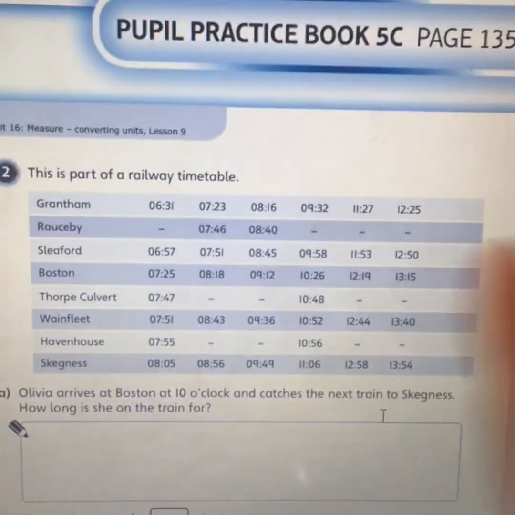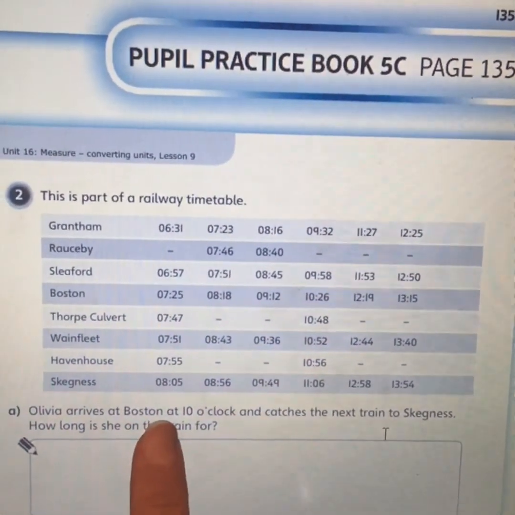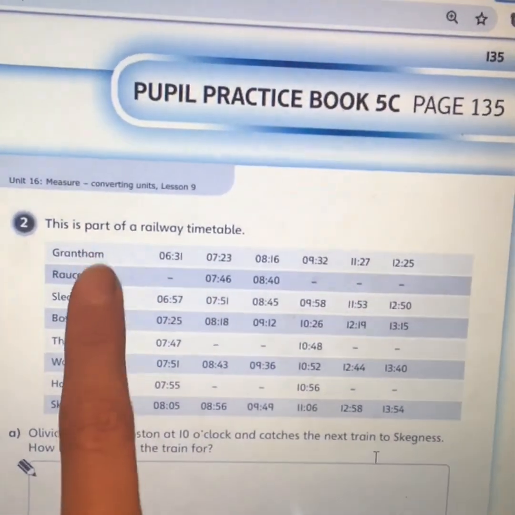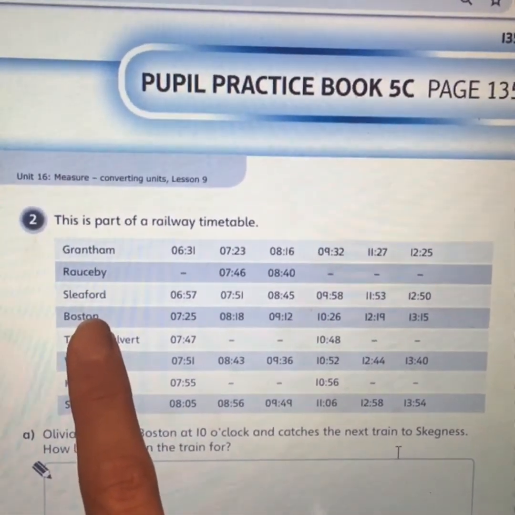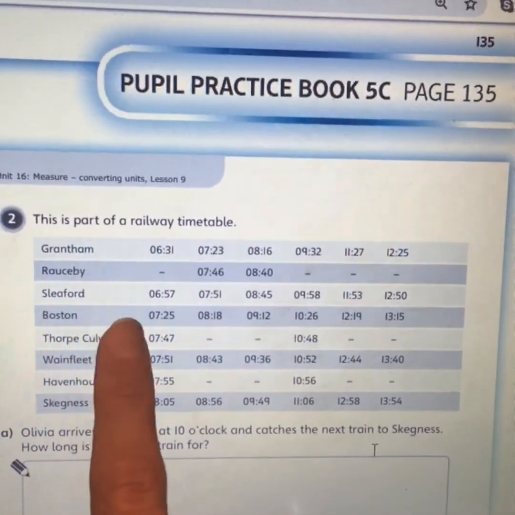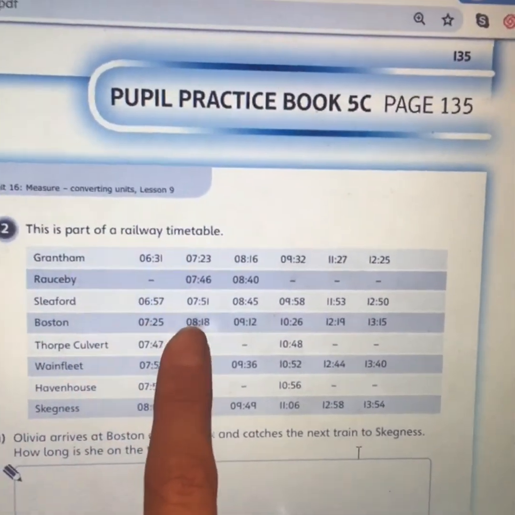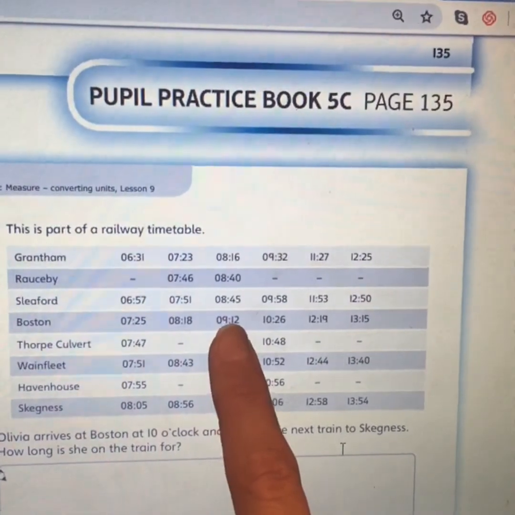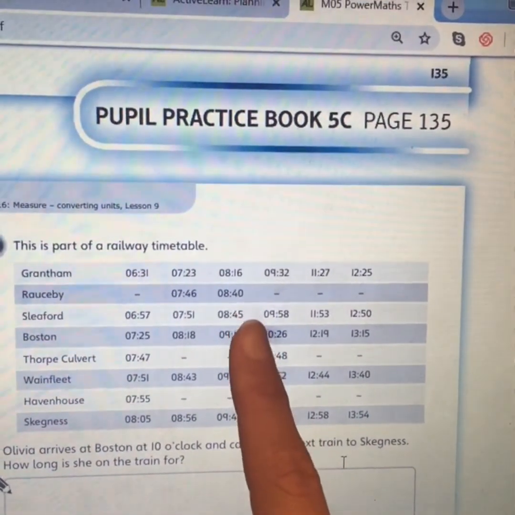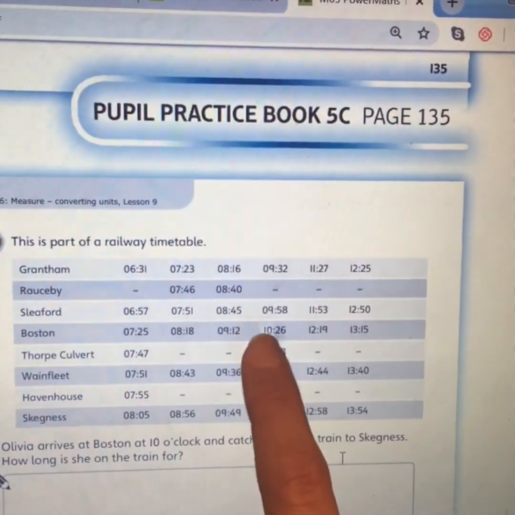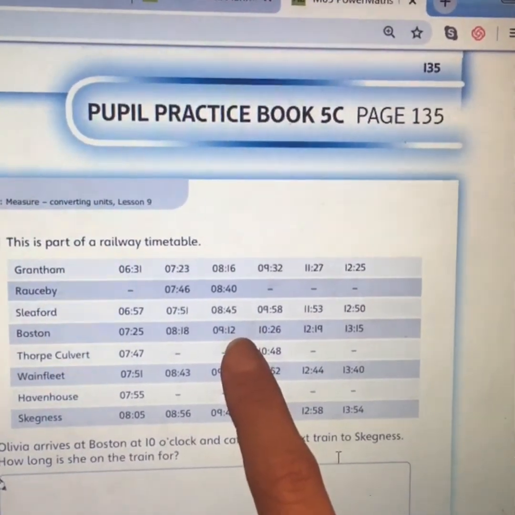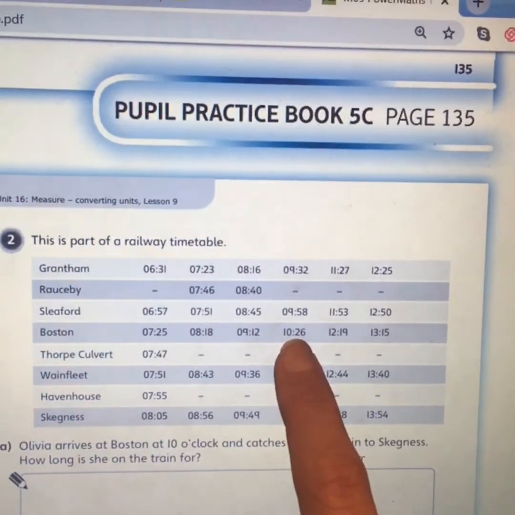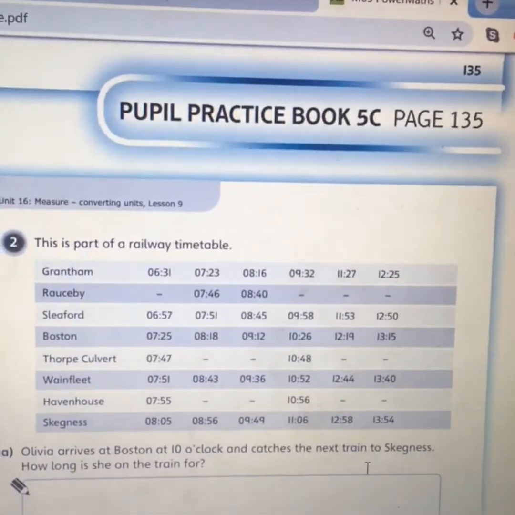So with this question then, Olivia arrives at Boston at 10 o'clock. So I look down, here's Boston. If she arrives at 10 o'clock, which train would she get on? Well, she wouldn't have arrived yet. Oh, she'd have arrived. So she'd arrived here in between 9:12 and 10:26. So she'd arrived here at 10 o'clock. So which train would she get then? Well, she'd get the 10:26 train.